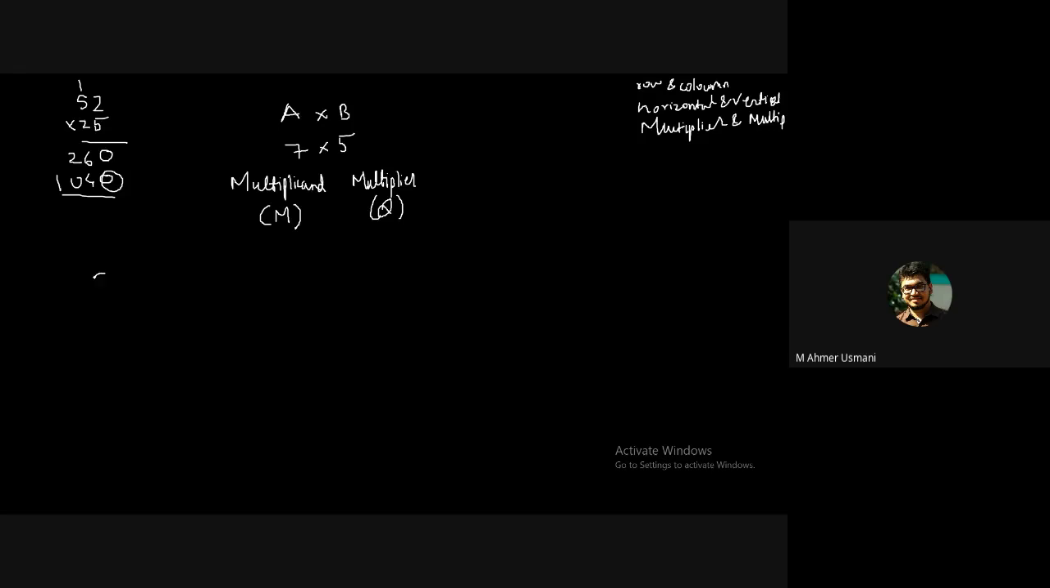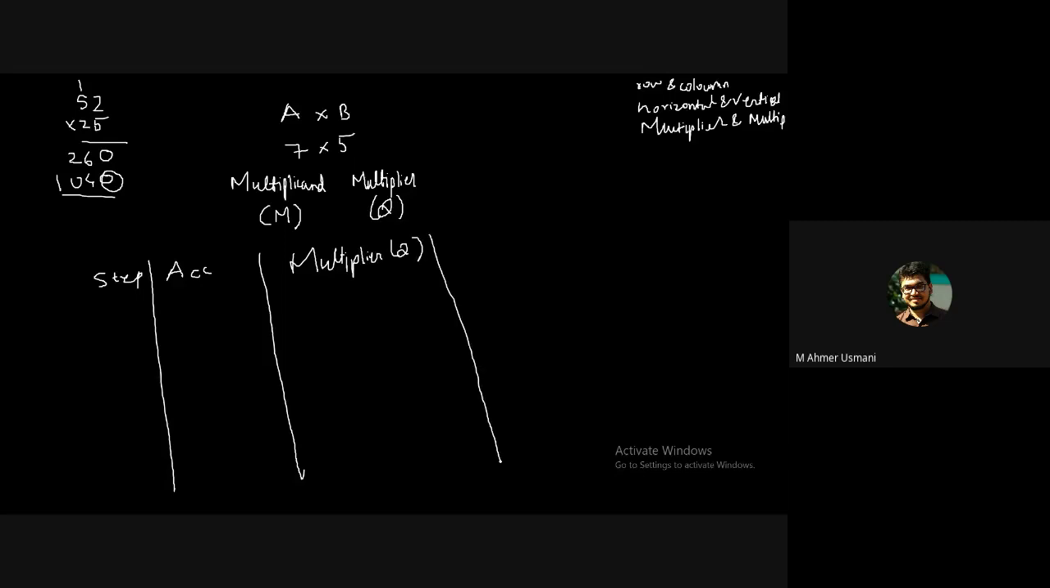When we make a table, the table has the first column as step. Second column is the accumulator. Third column is the multiplier, which is Q. Then we have Q minus 1, which is the imaginary bit. And last we have the multiplicand, M. So these are the columns that we need.